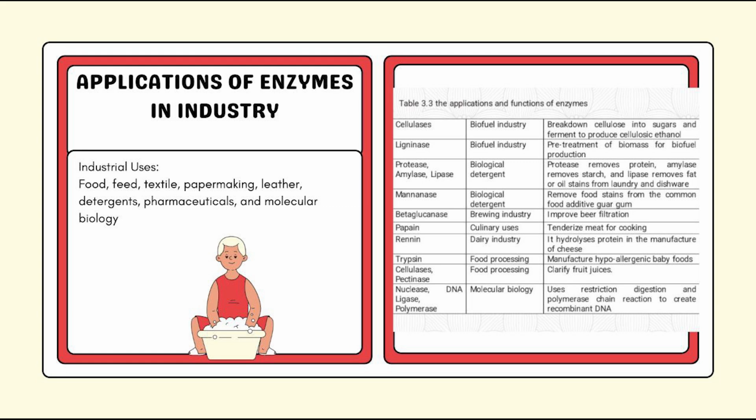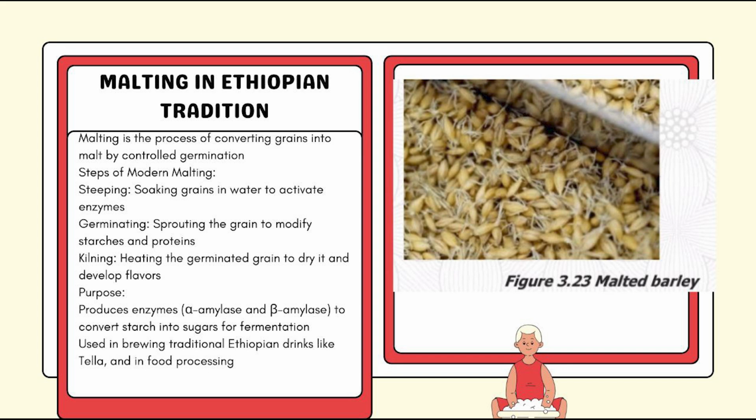Now let's shift gears and look at how enzymes are used in traditional practices in Ethiopia, specifically in malting. Malting is the process of converting grains into malt through controlled germination. This process involves steeping, which is soaking the grains in water to activate enzymes. The second one is germinating, allowing the grains to sprout, which modifies starches and proteins. The third one is kilning, which refers to heating the germinated grain to dry it and develop flavors.